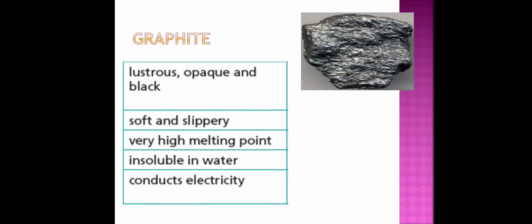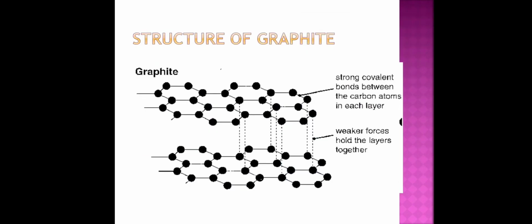The structure of graphite is as you can see on the screen. You can see different hexagonal shapes of carbon being attached to each other. These are strong covalent bonds between carbon atoms. These form layers. Then a layer will have a weaker force of attraction with another layer, and that is why graphite is slippery. So one layer can slide over the other layer. So it can be cut very easily.